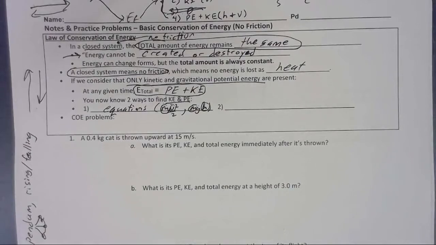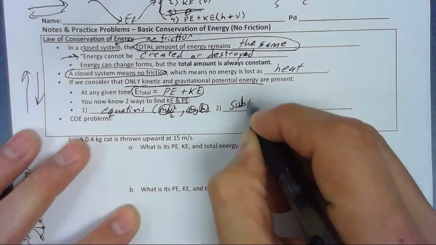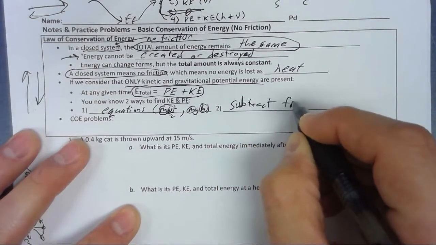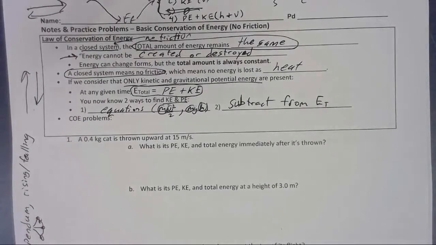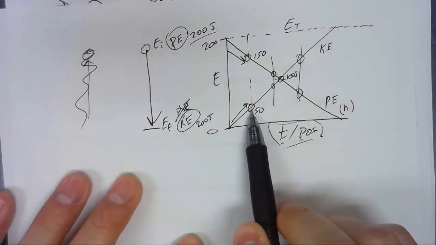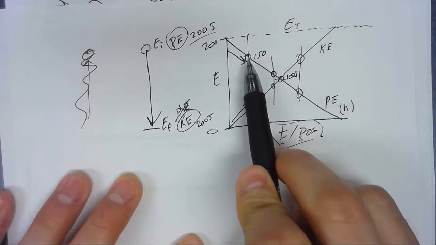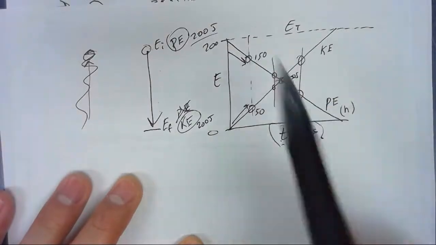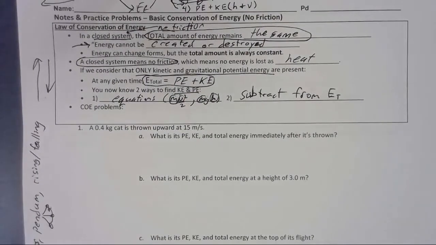If you don't know those things, there's actually another way, and that is to subtract from total energy. Subtract from ET, not extraterrestrial, but total energy. And that's what we did right here. I knew if I figure out that this is 50 joules, even if I don't know the height of this object right here, I know the potential energy has to be 150 because they have to add up to the total. That is the power of understanding conservation of energy.